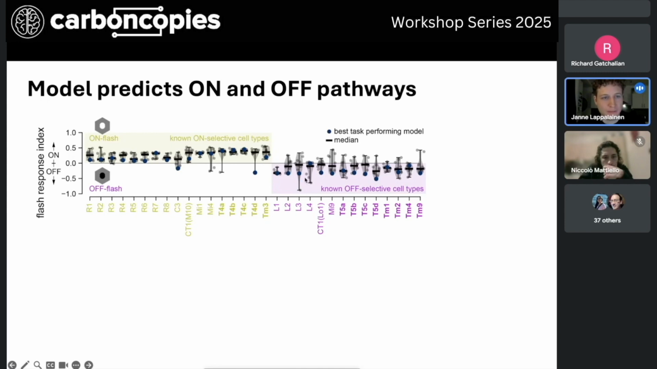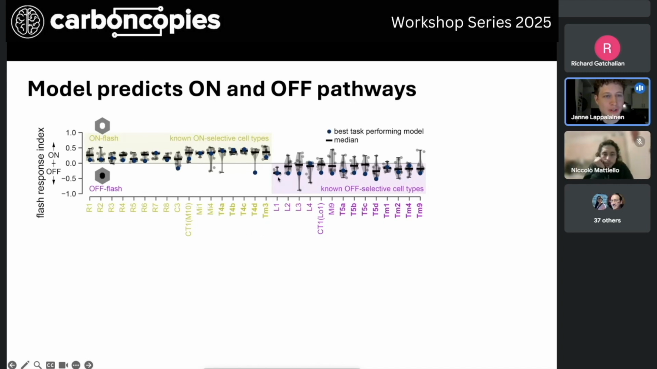And here, for example, are the L1, L2, L3, and L4 cells, and they are all predicted to depolarize to an off flash. And then we have from the other studies collected these properties of other cells, including the motion detecting T5 cells and their inputs. So they are off selective, and then here T4 cells and their inputs and the retina, of course. So they depolarize to on flashes.